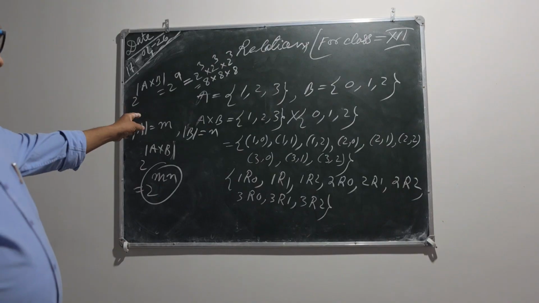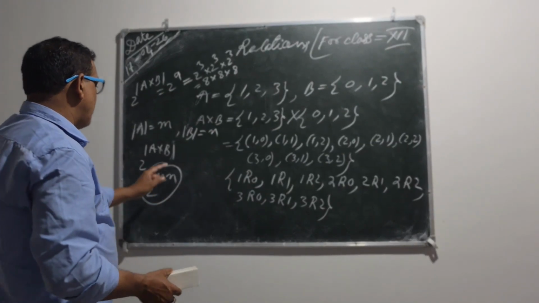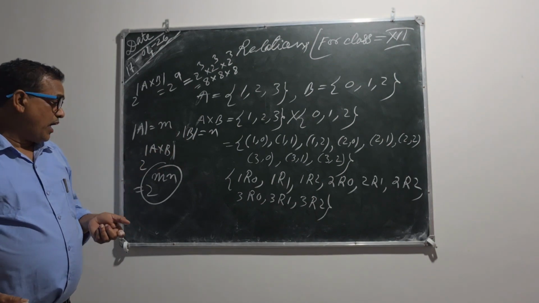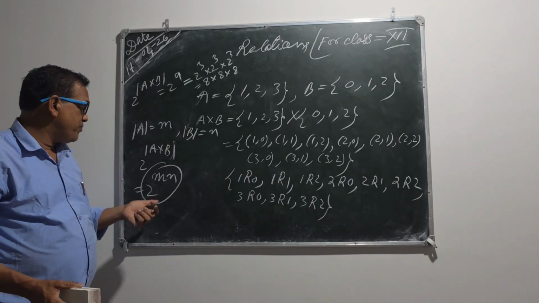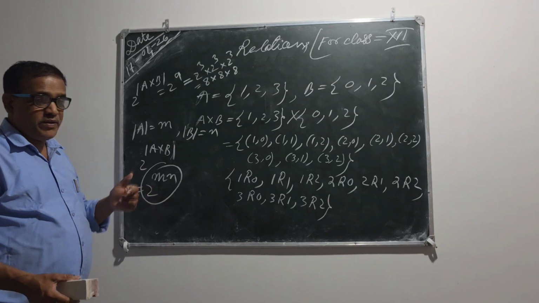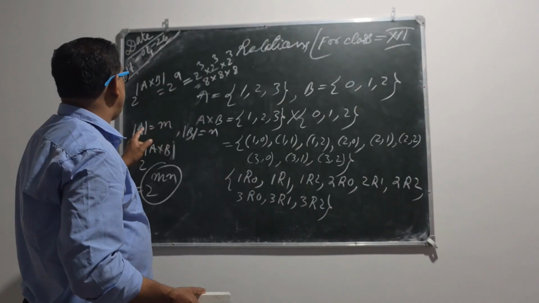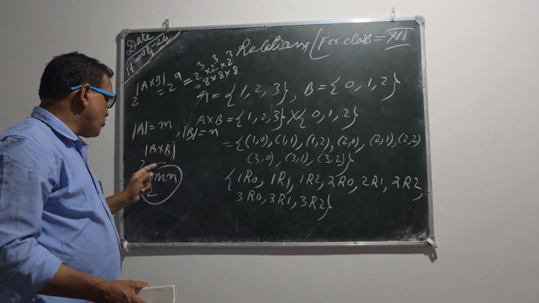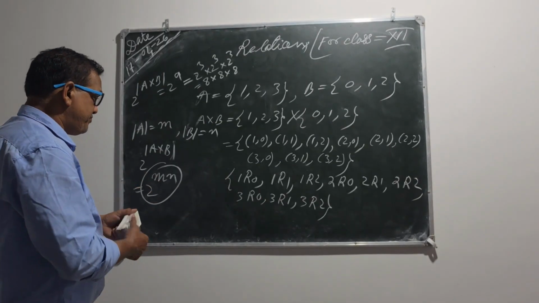If modulus of A equal to m and modulus of B equal to n, then modulus of A cross B will be mn. So 2 to the power modulus of A cross B, that is 2 to the power mn, will be the total number of relations. So that we can establish from this. If the ordered pair is A and B with sizes m and n, then the total number of relations will be 2 to the power mn.